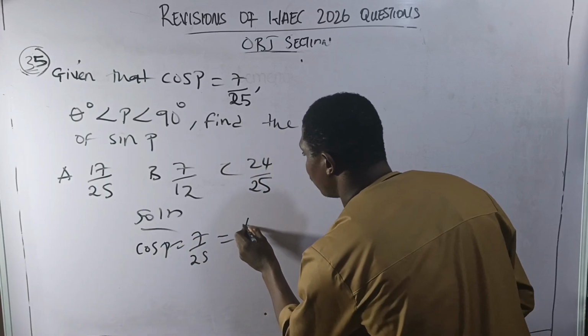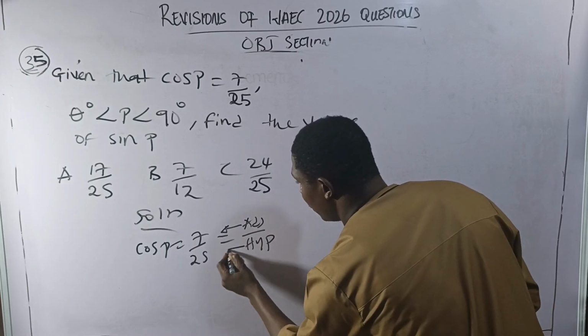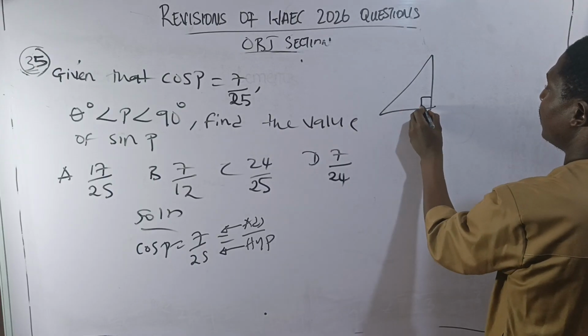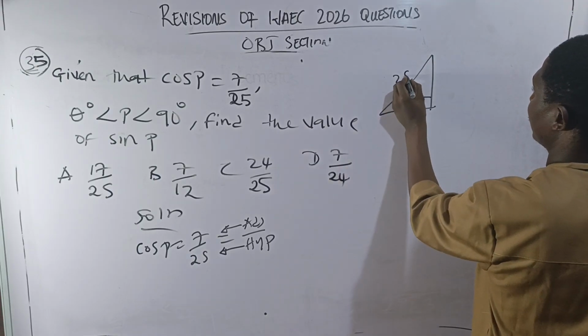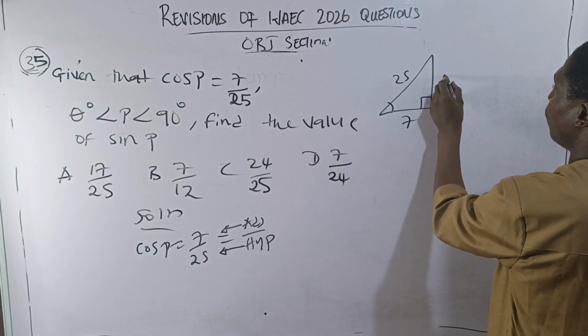But remember, cos is what? Adjacent over hypotenuse. Adjacent is 7, hypotenuse is 25. I can use my right angle triangle. If this is the right angle and my hypotenuse is 25, this becomes my opposite and my adjacent is 7. So I'm looking for what?